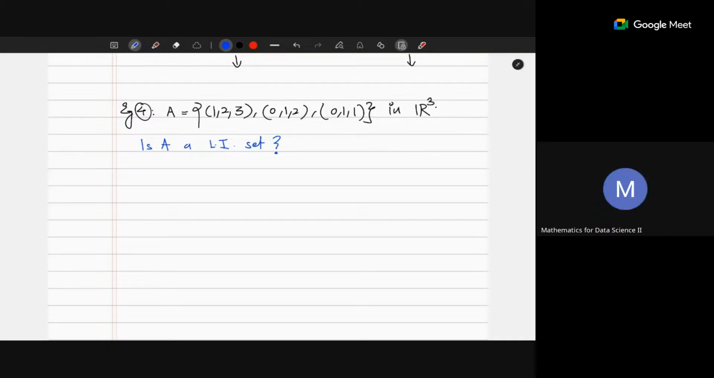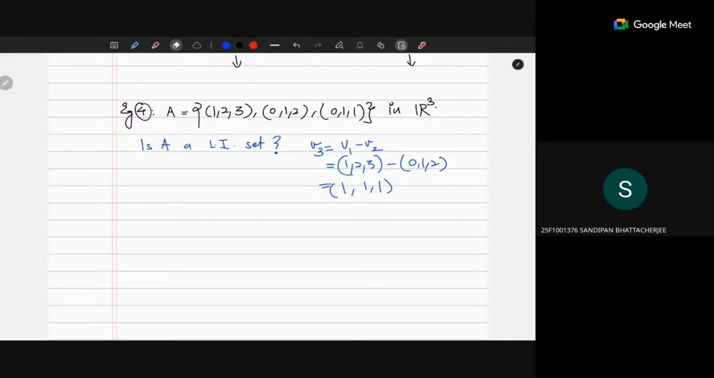Can you tell me the relation? Yes, V3 is dependent on V1 and V2. So V3 is equal to V1 minus V2. 1, 2, 3 minus 0, 1, 2. If you subtract that, you will get 1, 1, 1. Sorry, V3 is 0, 1, 1, right?